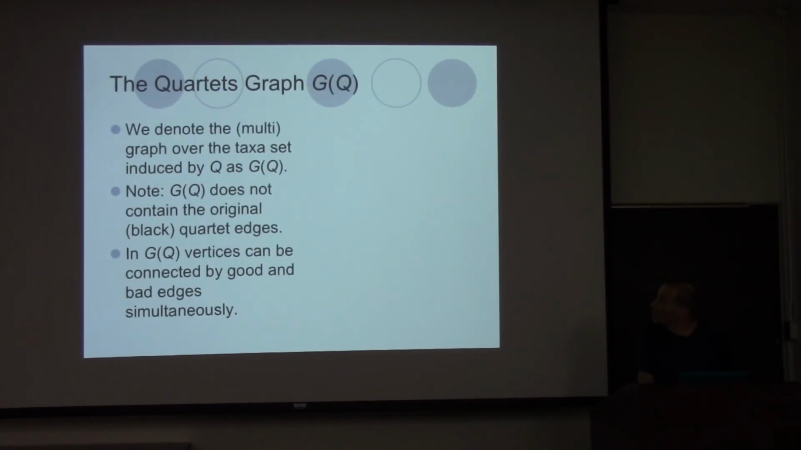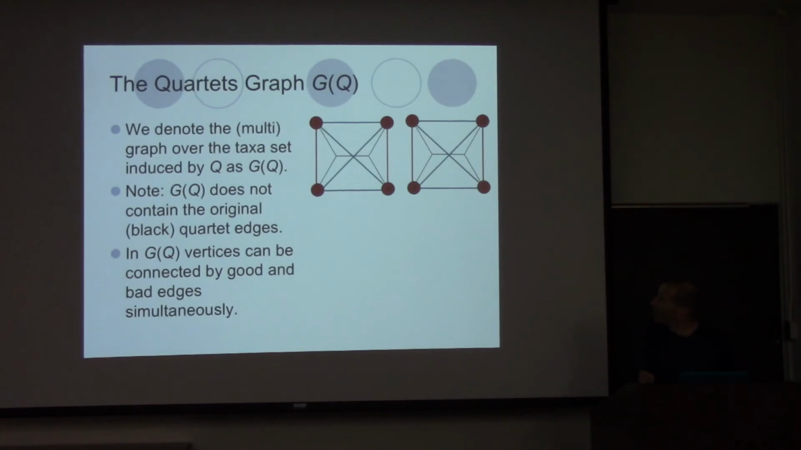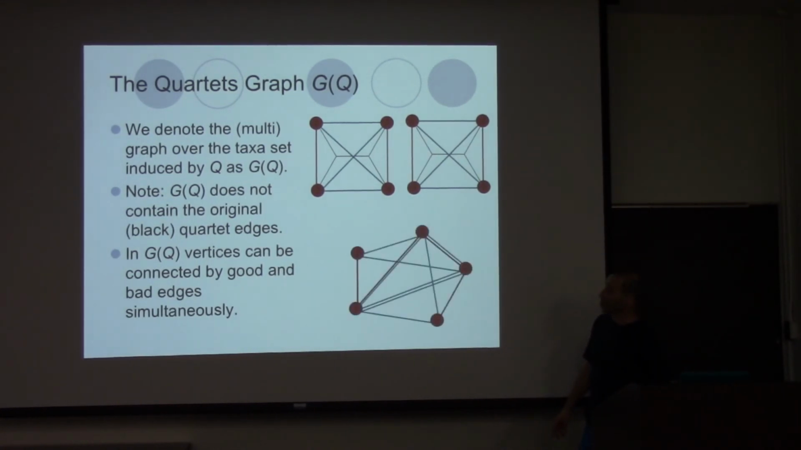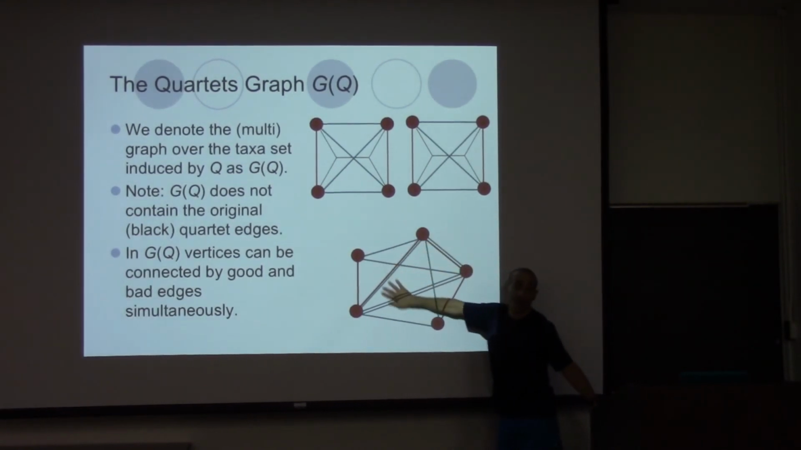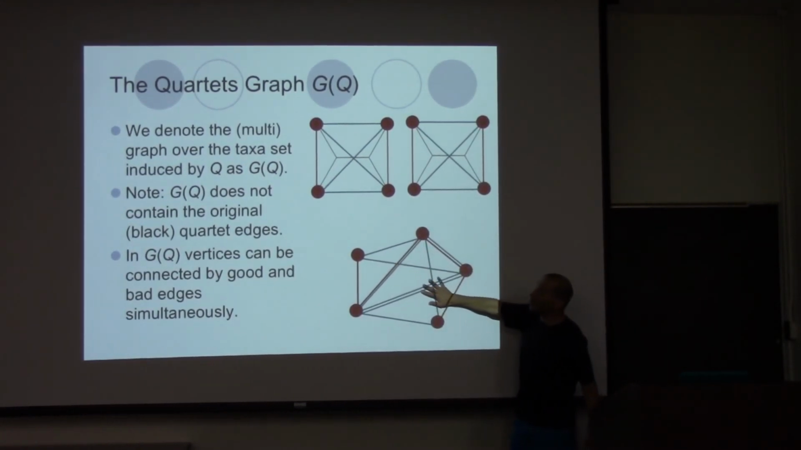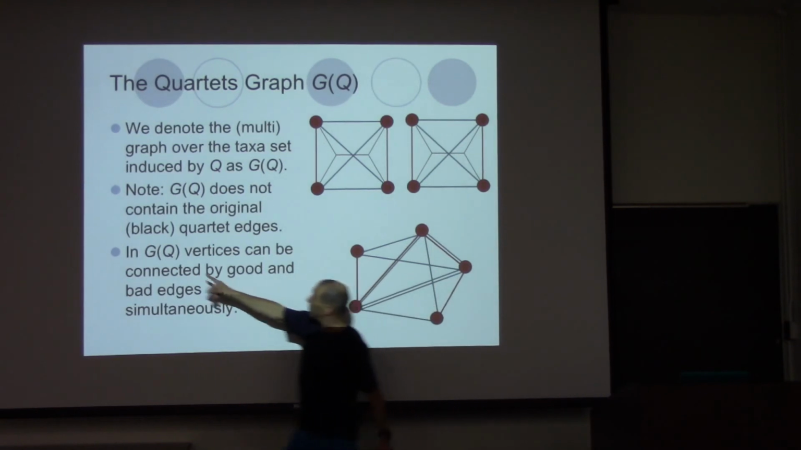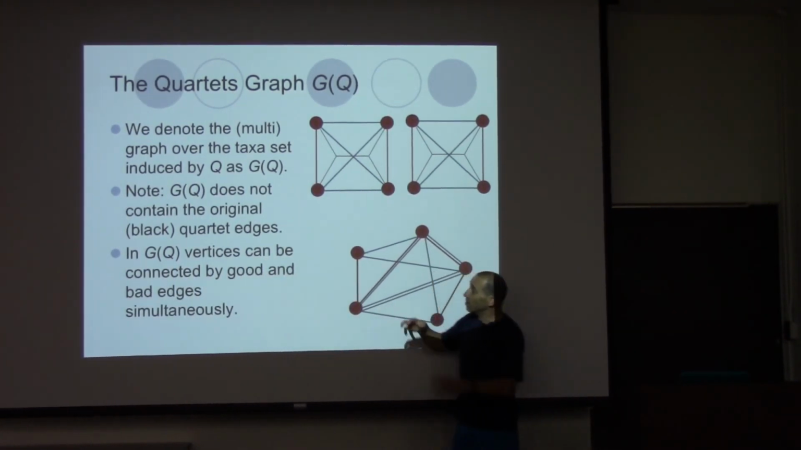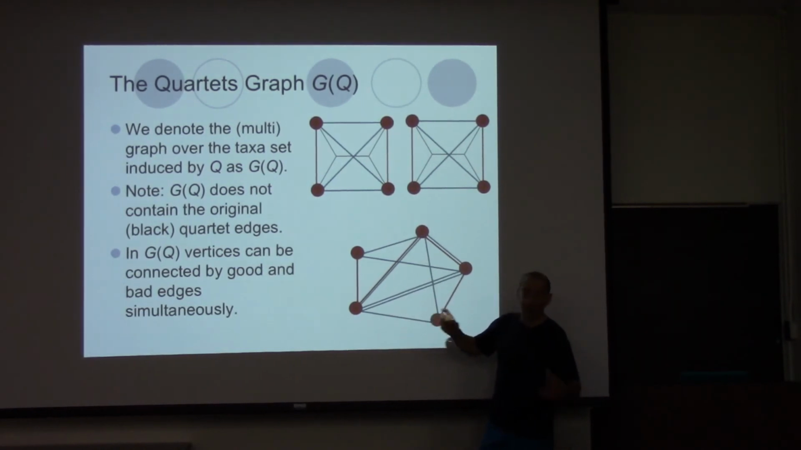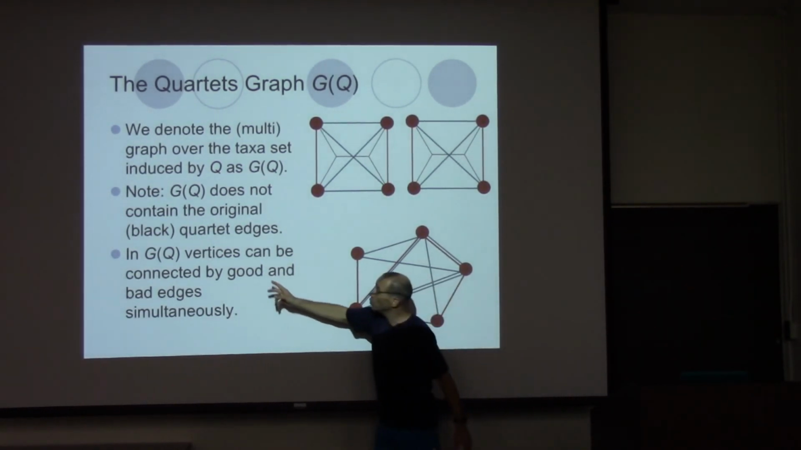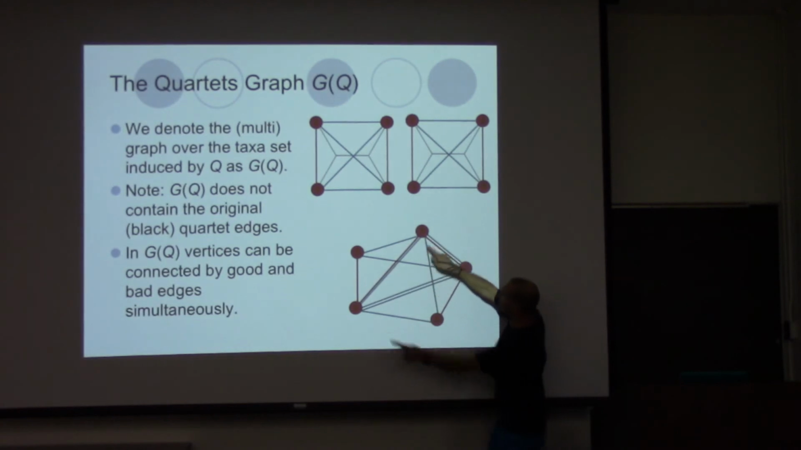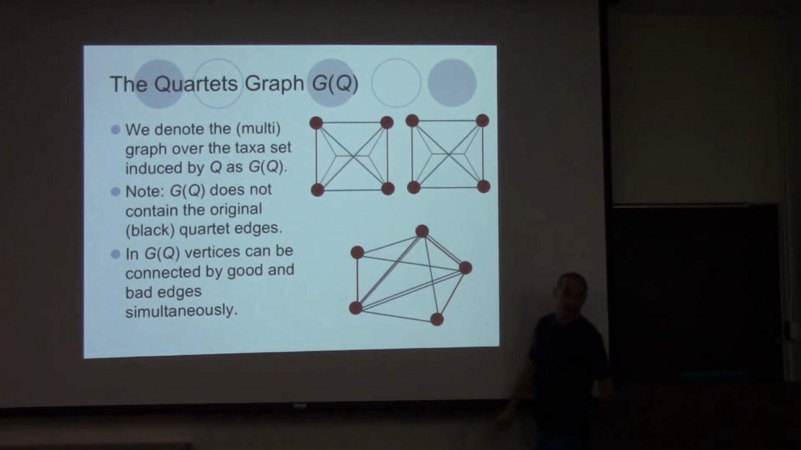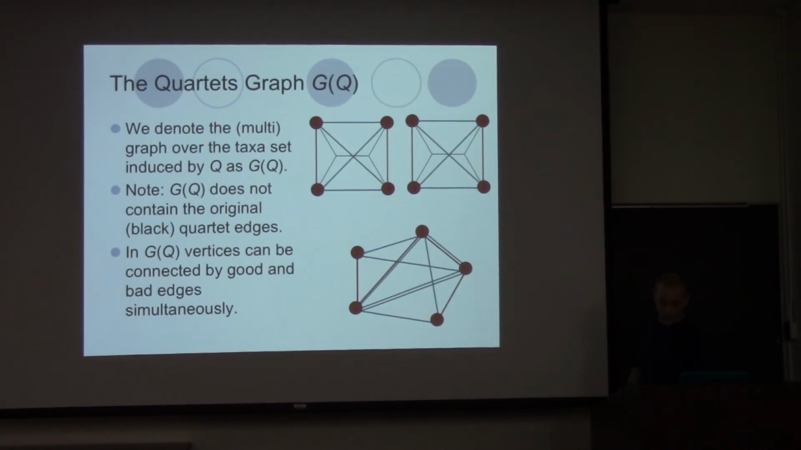Okay. So what is the quartet multigraph? We have two quartets like that, and we join them. This is our connectivity graph, or the quartet graph, G of Q. It can connect by good and bad edges simultaneously two vertices. So you see the vertices here are connected by good and bad edges.